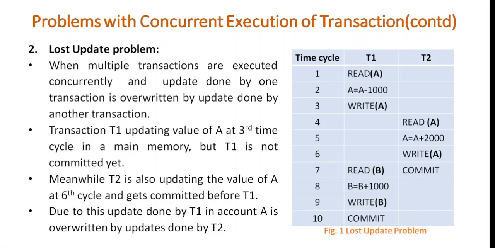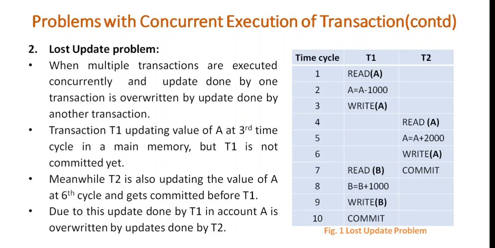Again, T2 is also updating the value of account A, but before commit of T1, T2 is committing. That is, T2 is storing the value of A permanently in a database. Okay, means here the value of A, which is updated by T1, is overwritten by the value of A, which is updated by T2.